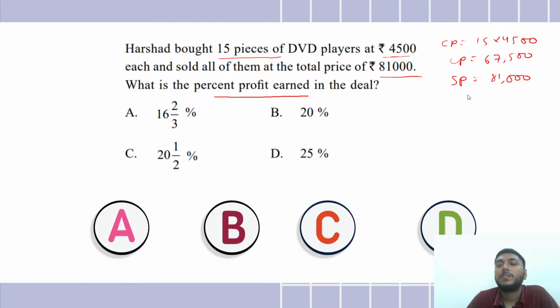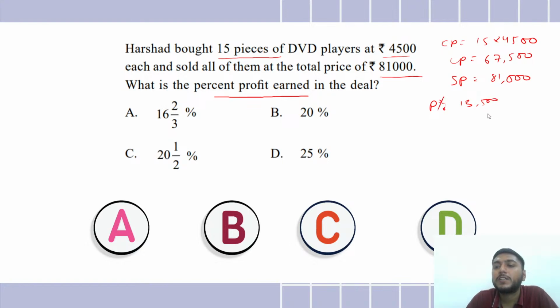So now we have to calculate the profit. That is 81,000 minus 67,500. So what is 81,000 minus 67,500? It is 13,500 rupees. So the profit is 13,500 rupees, right?